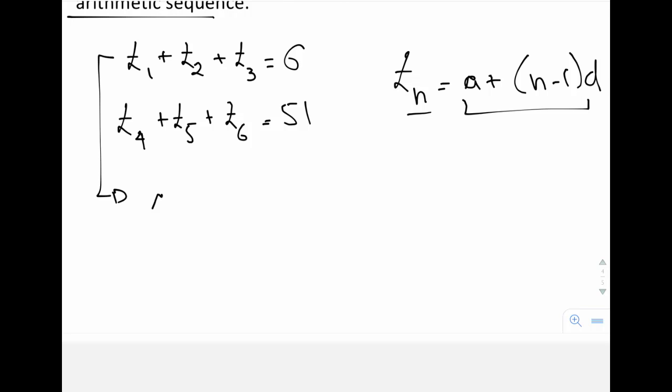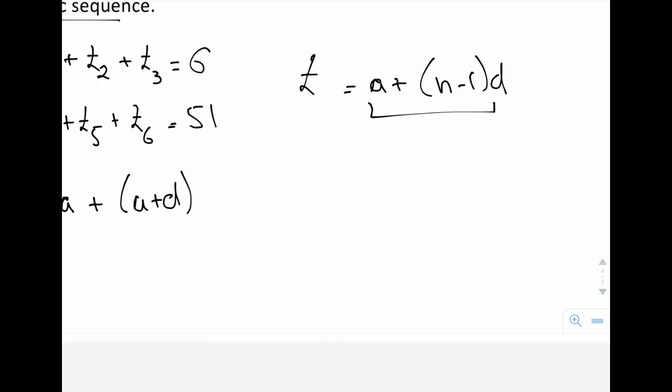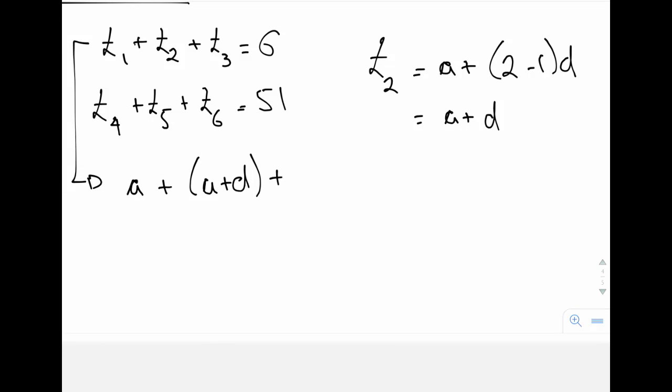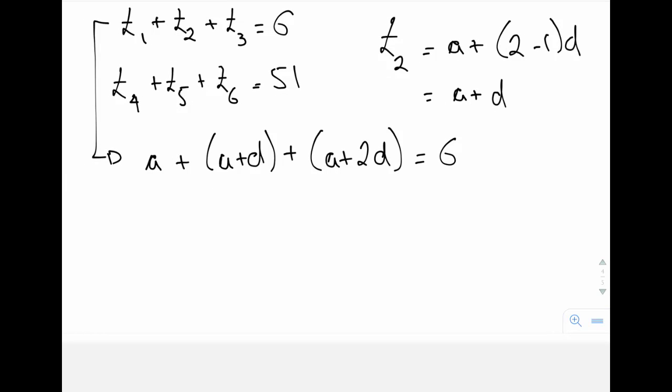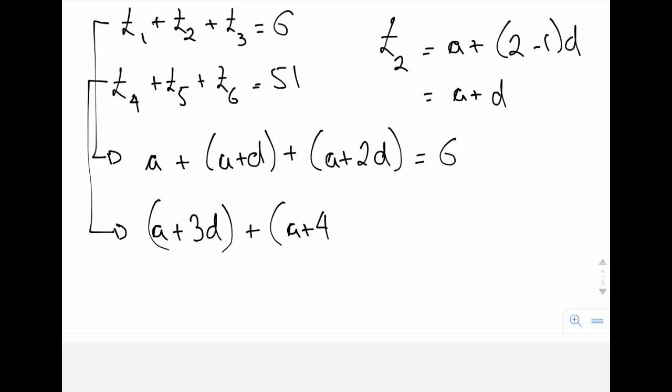So t1 will just be the first term, which is a. t2 is going to be a plus the first difference. Again, how do I get that? Well, plug in 2 over here, and you're left with 2 minus 1, which gives me a plus d. Very well. The third term, I'm going to get a plus 2d, and I know this is all equal to 6. The second equation, same thing, but instead of starting from a, I start with a plus 3d, and then add a plus 4d, and then add a plus 5d, and this is all equal to 51.